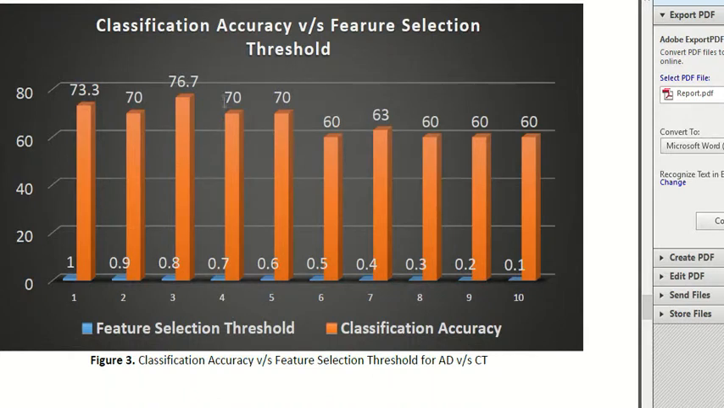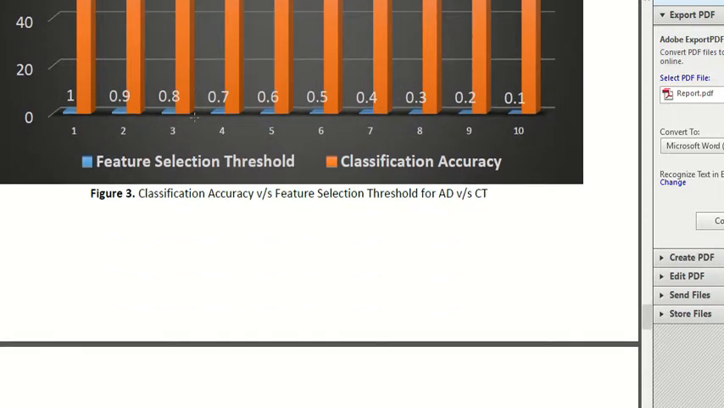This is a graph that shows the classification accuracy versus the feature selection threshold for AD versus CT, where the x-axis represents the feature selection threshold and the y-axis represents the classification accuracy. So I got a maximum accuracy at a feature selection threshold of 0.8, with a classification accuracy of 76.7.